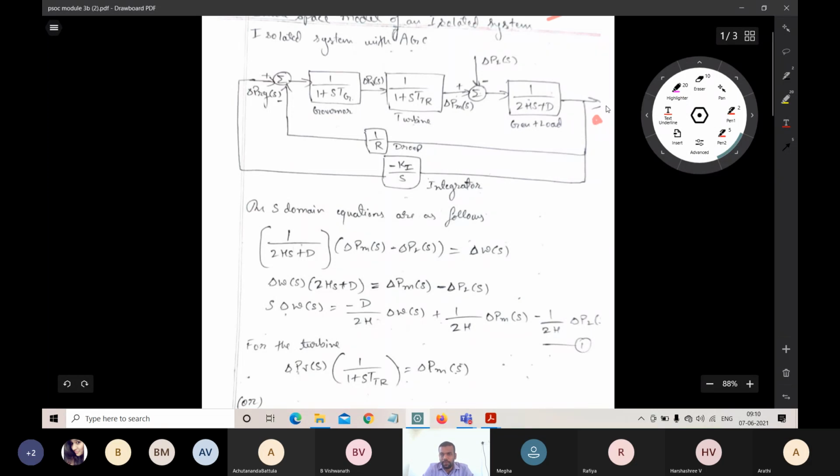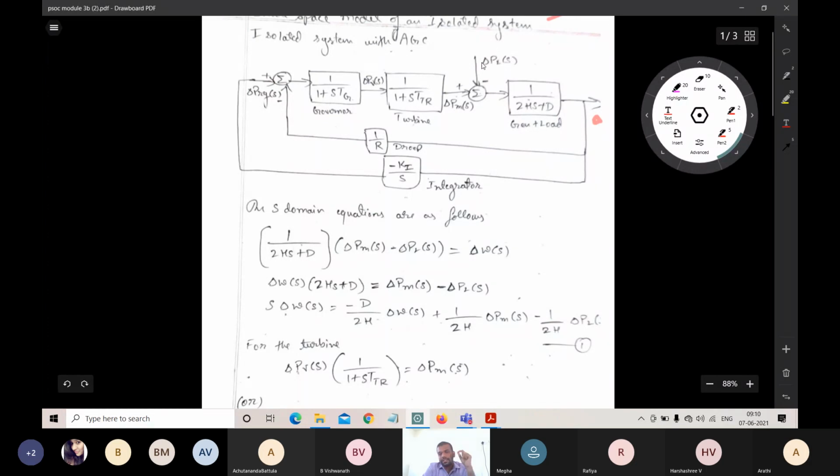So the output is delta omega s. Then the inputs will be delta Pm of s and delta PL of s. So this is our control, 1 by 2Hs plus D. I have just substituted here: 1 by 2Hs plus D into delta Pm of s minus delta PL of s.